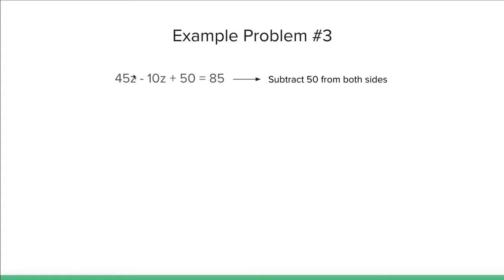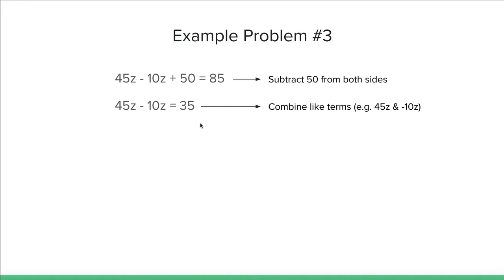Example problem number 3 is 45z minus 10z plus 50 is equal to 85. The first step here is to subtract 50 from both sides. You end up with 45z minus 10z is equal to 35. And then you need to combine like terms, and the like terms are 45z and negative 10z. They are like terms because they have the same variable. And some like terms sometimes have multiple variables.